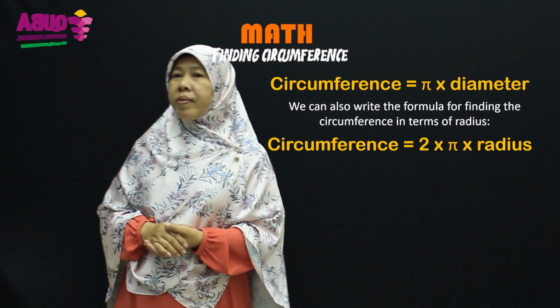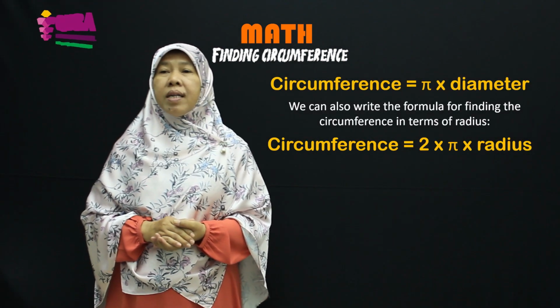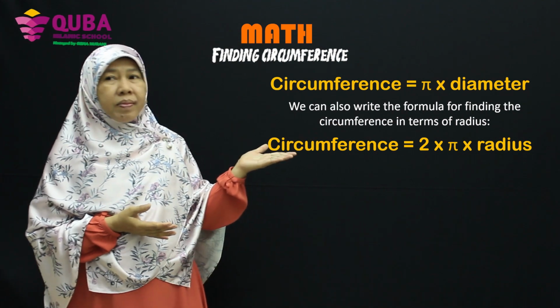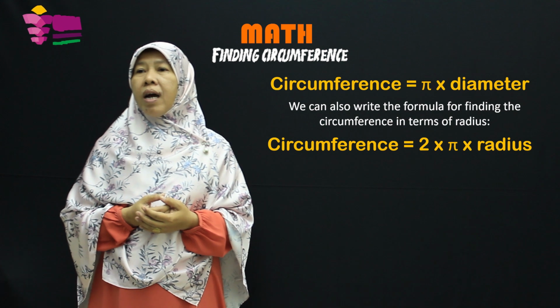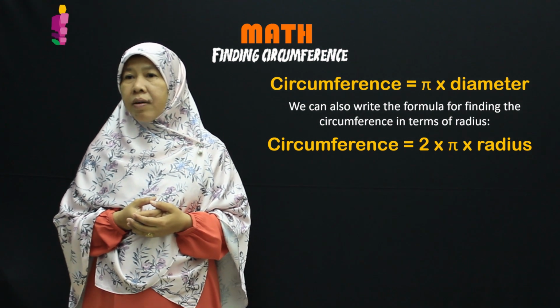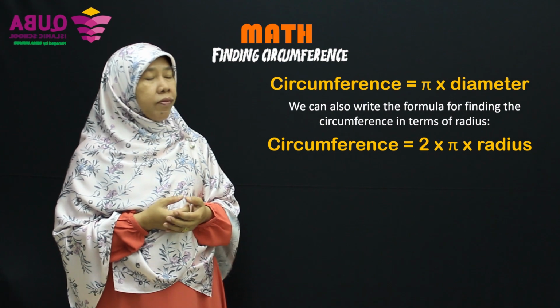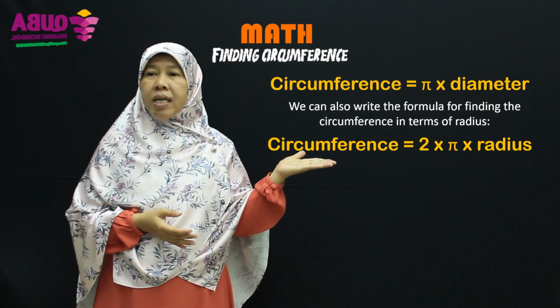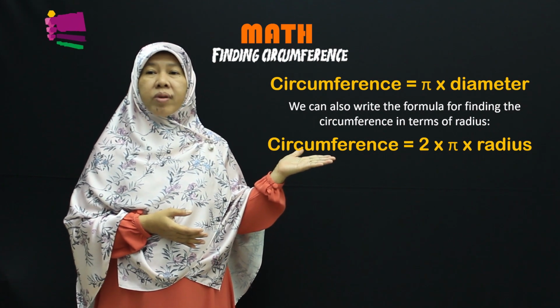So, the formula of circumference equals pi times diameter. We can also write the formula for finding the circumference in terms of radius. Circumference equals 2 times pi times radius.